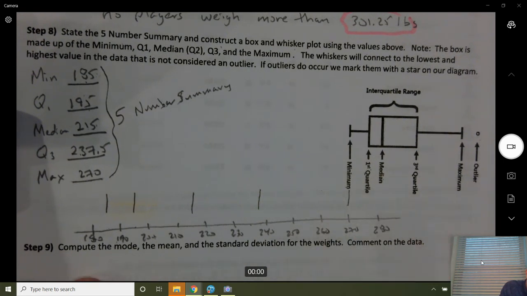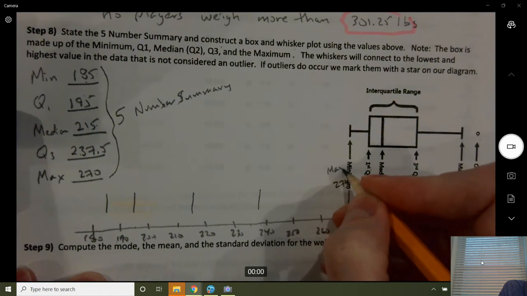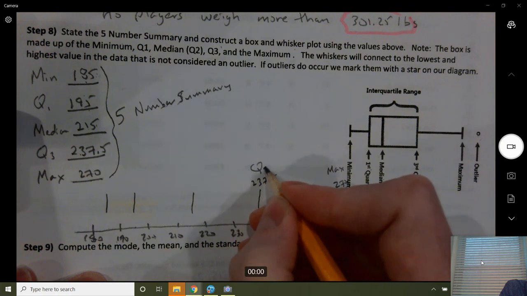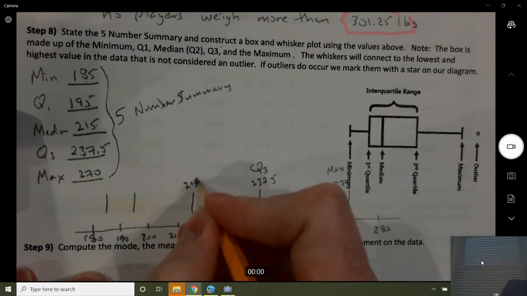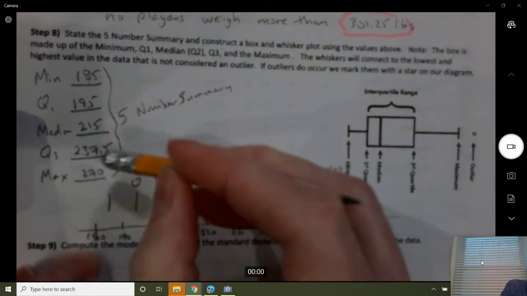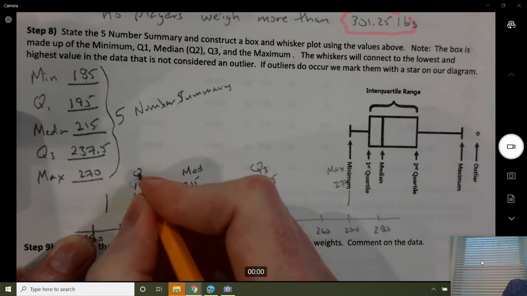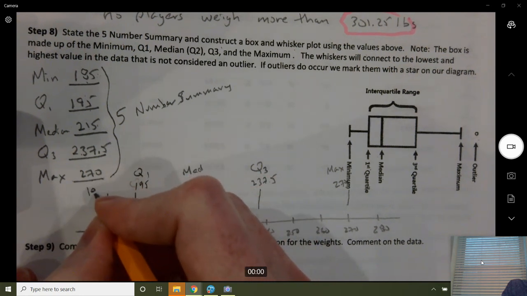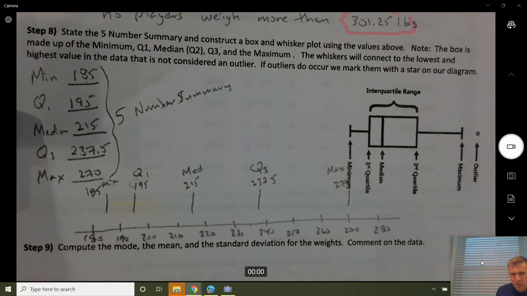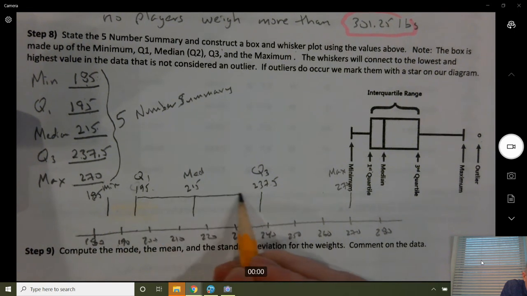Let's label these. This one right here was 270, which was our max. This one was 237.5, which was Q3. This was 215, which was our median. This was 195, which was our Q1. And this was 185, the minimum. Okay, so here's what we do. We take the Q1 and the Q3, we draw a box.